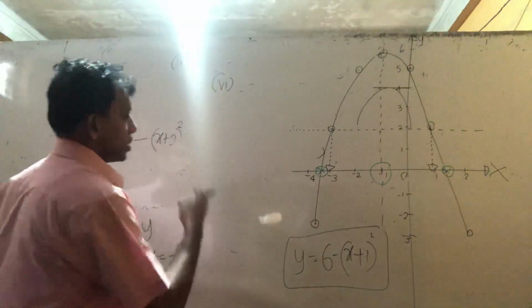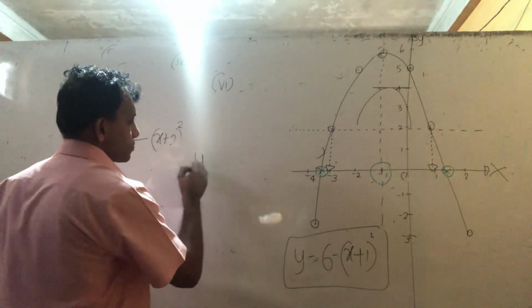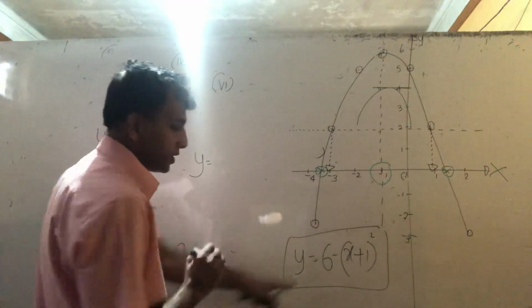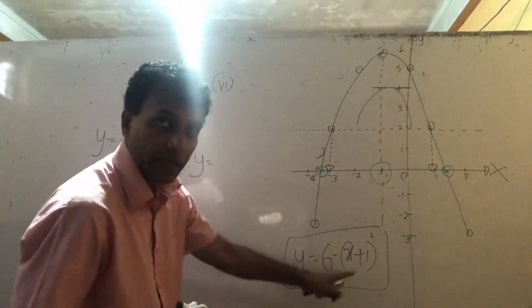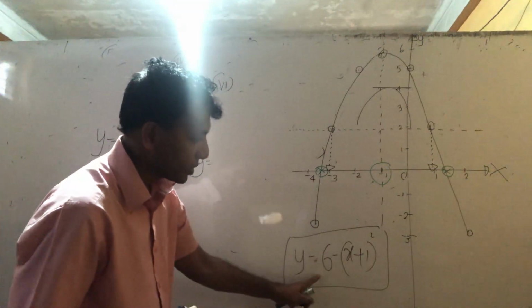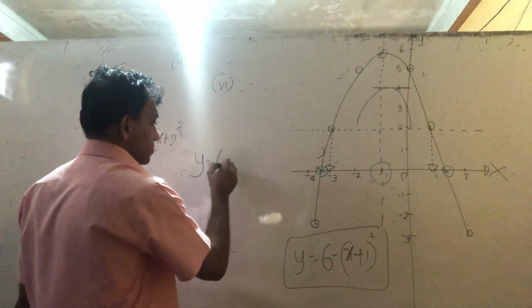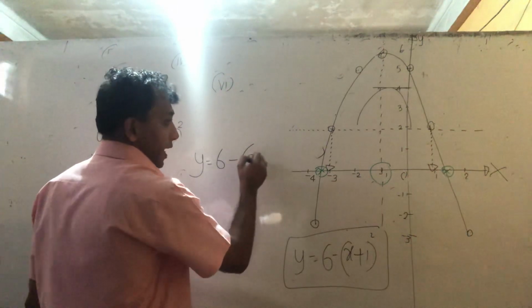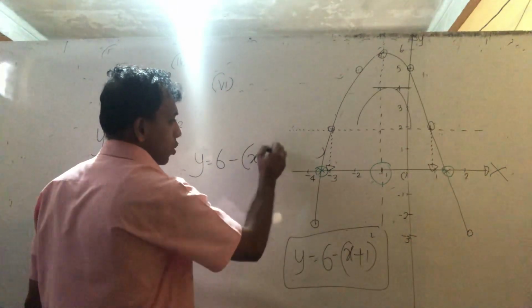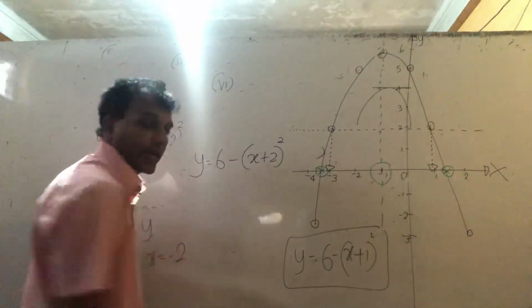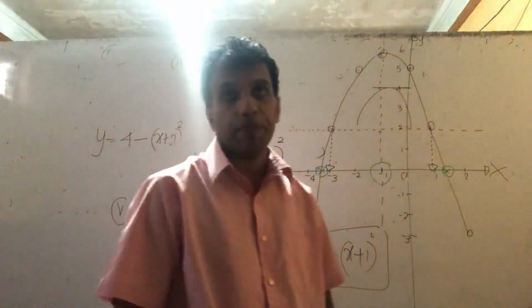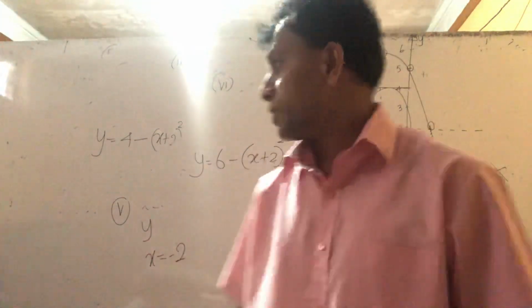So what is the equation? Determined from the previous one, y equal 6 minus (x plus 2) all squared. That's the answer, right?